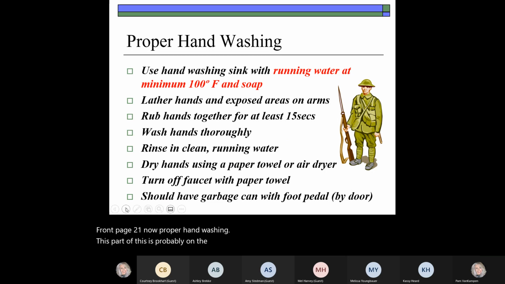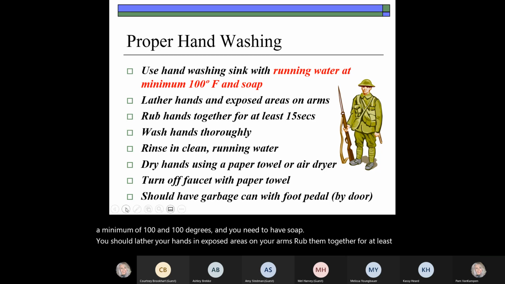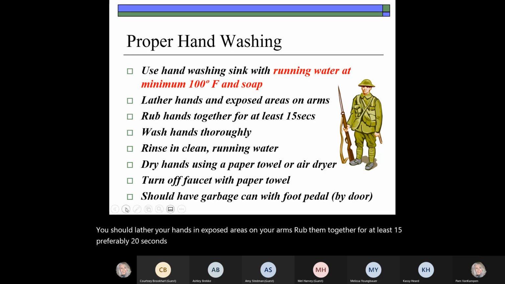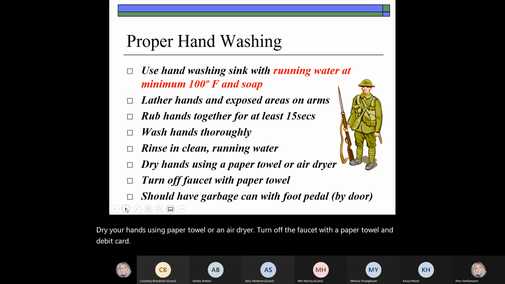So you need a hand washing sink with running water at a minimum of 100 degrees, and you need to have soap. You should lather your hands and exposed areas on your arms, rub them together for at least 15, preferably 20 seconds, and then wash your hands thoroughly. Rinse in clean running water, dry your hands using a paper towel or an air dryer, turn off the faucet with the paper towel, and you should have a garbage can with a foot pedal, ideally by the door.